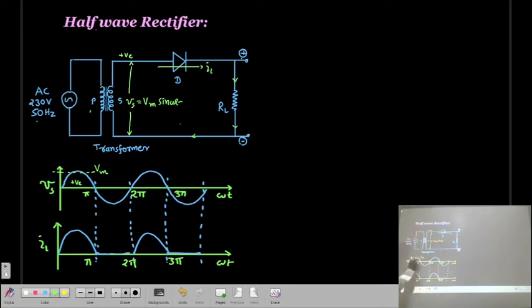So during this positive cycle, the current will flow like this, and then whenever the negative cycle comes, the diode will work as an open circuit. It will be in reverse bias. No current is going to flow. So here the output load current is 0. Again in the positive cycle, the current will flow like this, and for the negative cycle, the current will be 0.